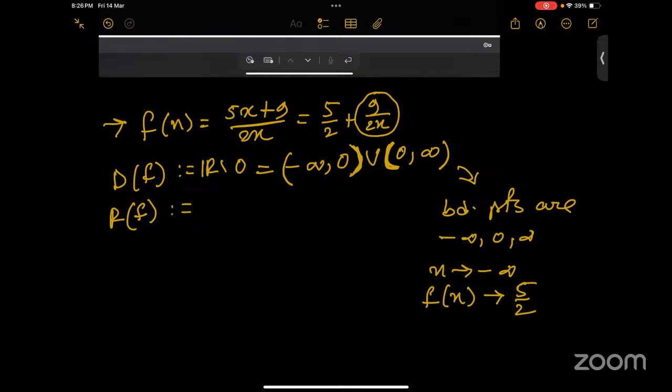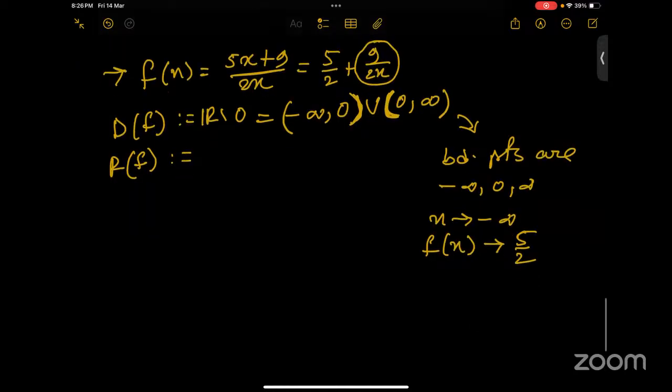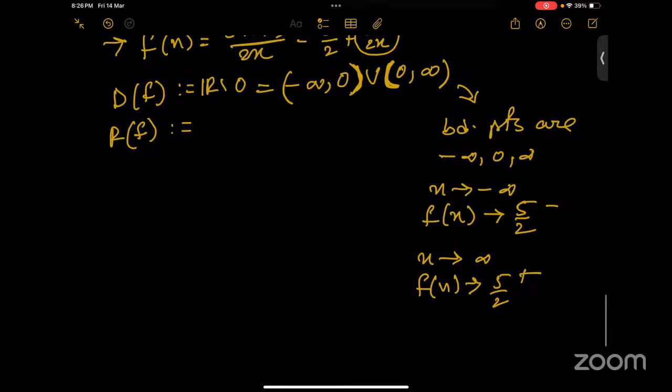Minus infinity means x will be tending to minus infinity, so 1 by x will be tending to 0, but from the negative side of 0. So 5 by 2. Is it fine now? What about for infinity? Same, it is also 0, but from the positive side. Now for 0 we have two different directions, from the negative side and from the positive side.